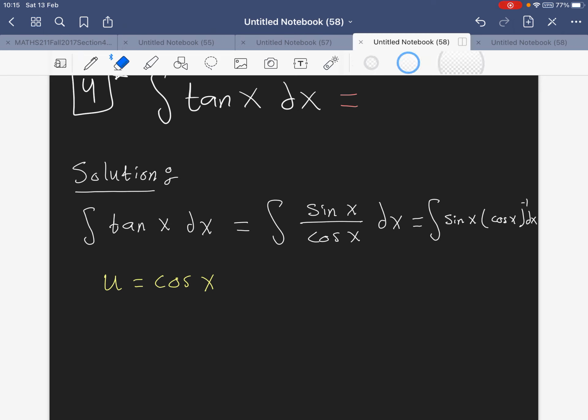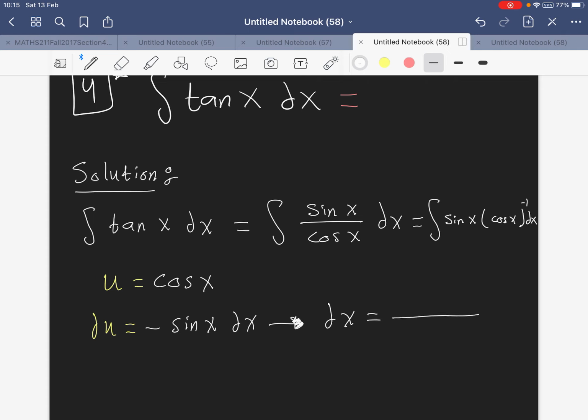Cosine x, if we do the derivative, this is minus sine x dx, and on the left side we have du. Now remember, I don't need du. What I really need, and what I'm looking for, is just dx, and that will be du on the top over minus sine x.